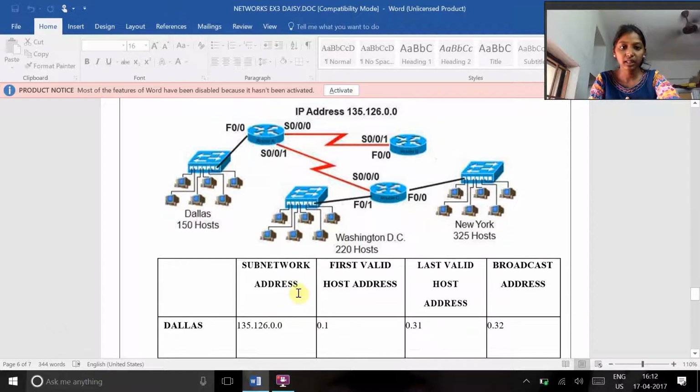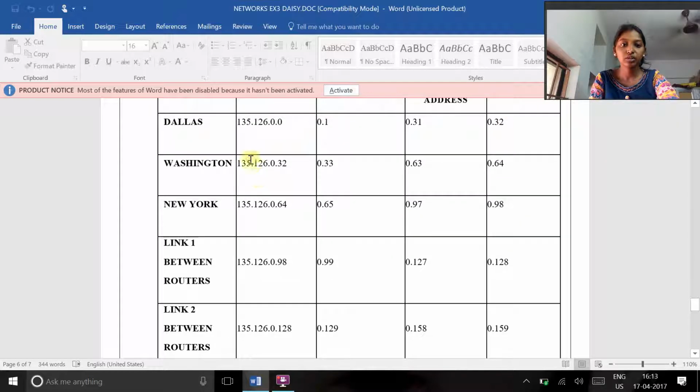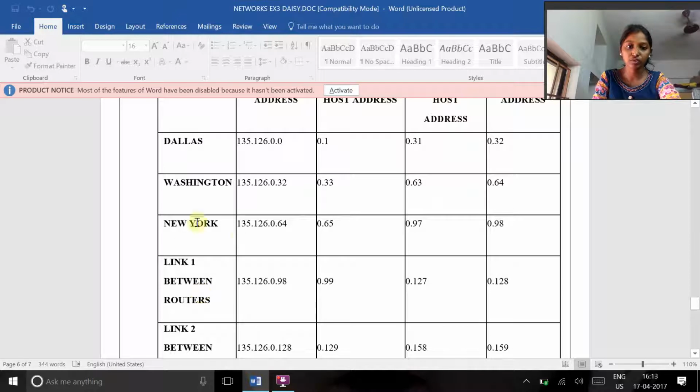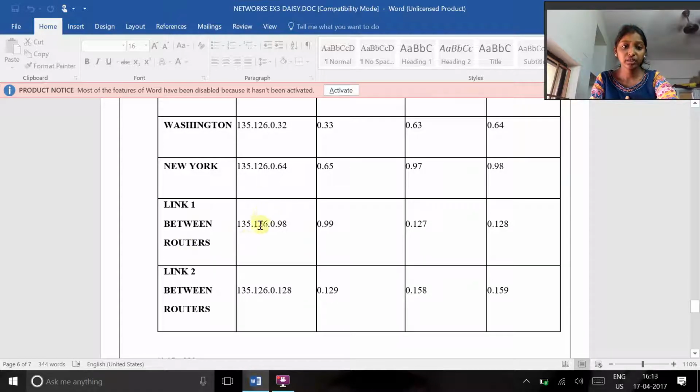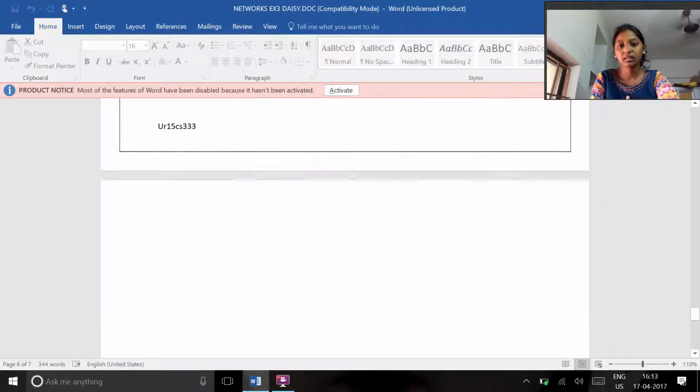For Dallas we have the subnetwork address as 135.126.0.0, and the first valid will be 0.1 and the last valid will be 0.31 and the broadcast address will be 0.32. And for Washington we have 135.126.0.32, and the first valid will be 0.33, the last will be 0.63 and the broadcast will be 0.64. For New York we have 0.64, the first valid will be 0.65 and the last is 0.97 and the broadcast is 0.99. And the link between routers is 135.126.0.98, and the first valid is 0.99 and the last valid will be 0.127, and the broadcast address is 0.128. And this is 135.126.0.128, and this will be 0.129, the last valid address will be 0.148 and the broadcast address is 0.149. Thank you.